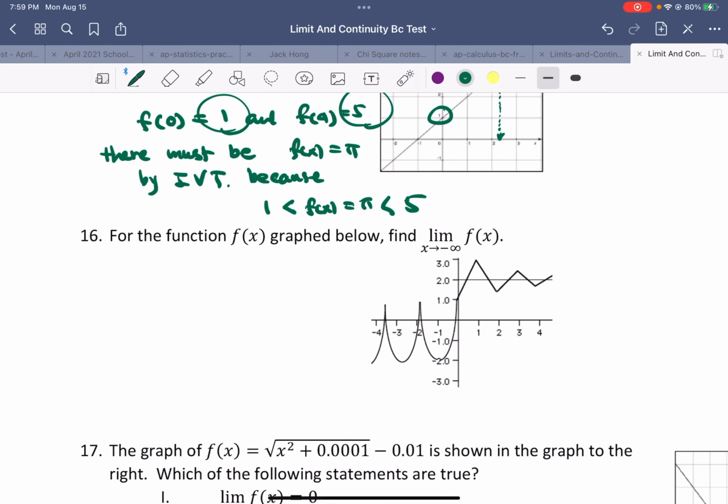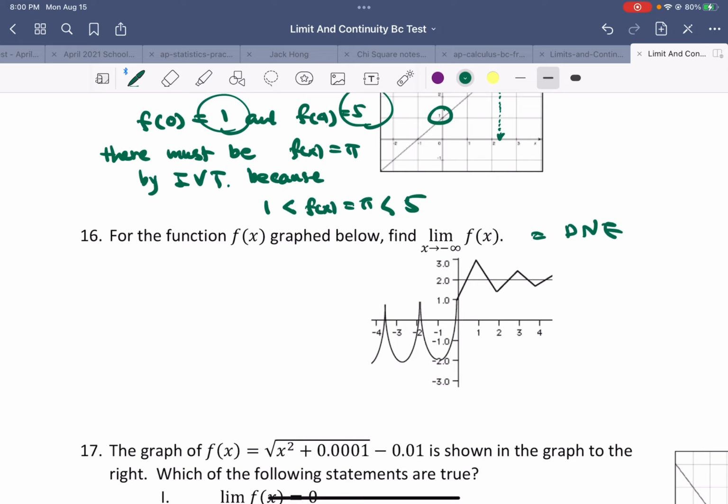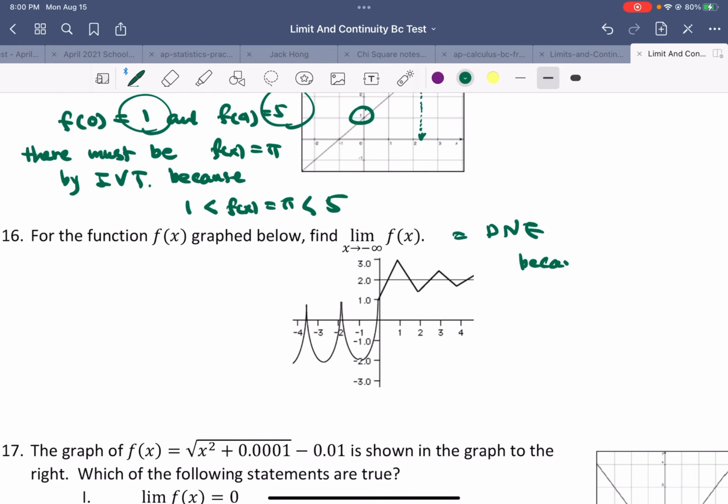Now, number 16, let's move on. Now, for the function f of x graphed below, find the limit as x approaches negative infinity of f of x. What y value does it approach? You see that this one approaches like y equals 2. You can say that later on. But this one is negative infinity. When x approaches negative infinity, you follow this one actually. So it looks like it keeps on going, bouncing off. So you have to say this one does not exist. It will be your final answer, because the function f of x bounces off, right?